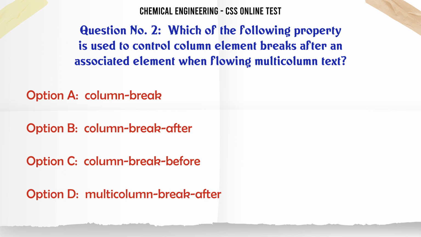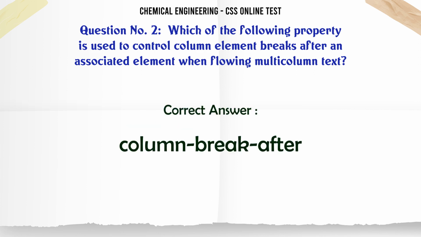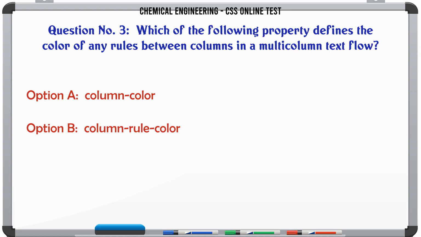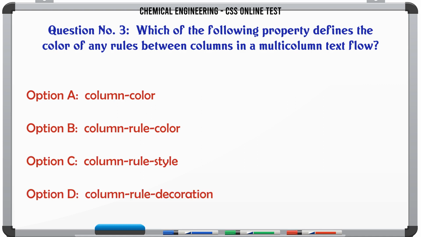A. Column break. B. Column break after. C. Column break before. D. Multicolumn break after. The correct answer is column break after. Which of the following property defines the color of any rules between columns in a multicolumn text flow?